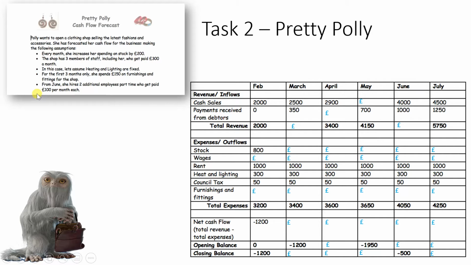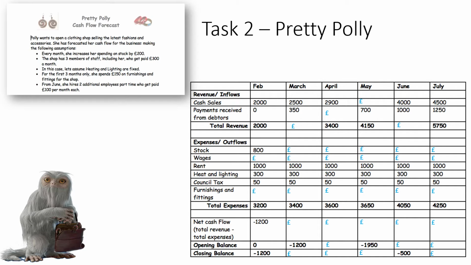Well, the only bullet point you haven't dealt with is the first 3 months she spends £150 on furnishings and fittings for the shop. So you've got a whole line of furnishing and fittings. It's only for 3 months, so as it says on the tin, put £150 in for the first 3 months, February, March, April. So therefore she spends nothing on furnishings and fittings for the shop for the last 3 months. So how can you represent nothing on a cash flow statement numerically?